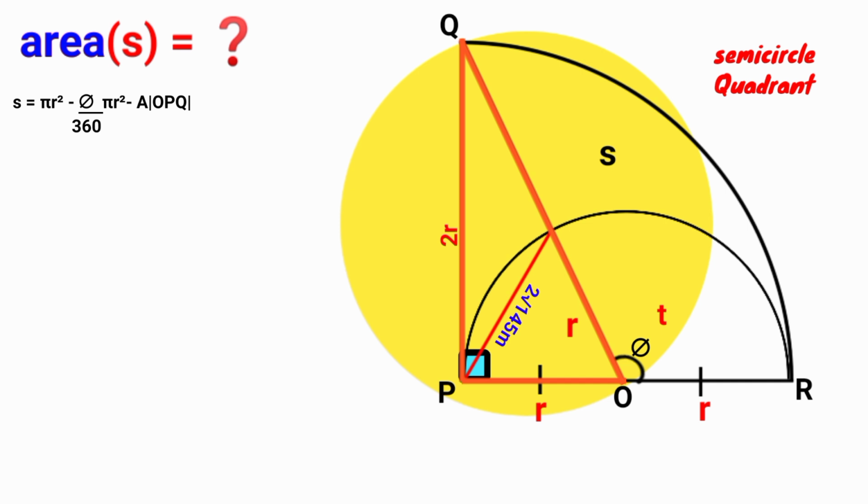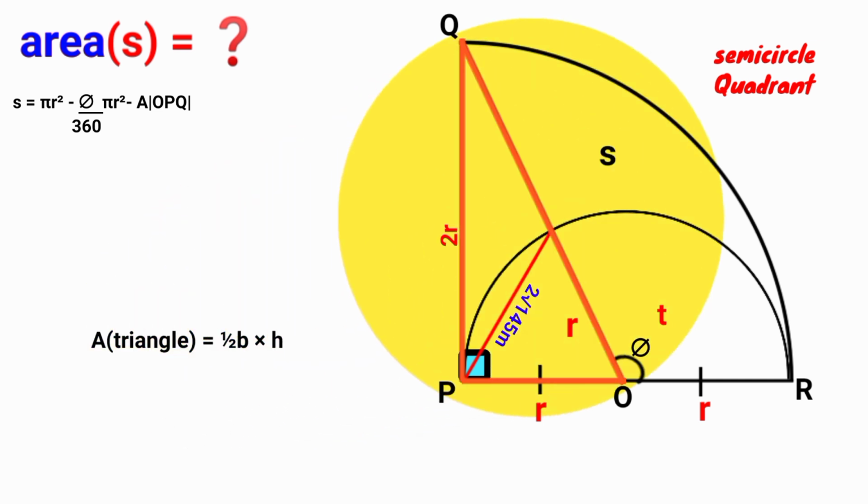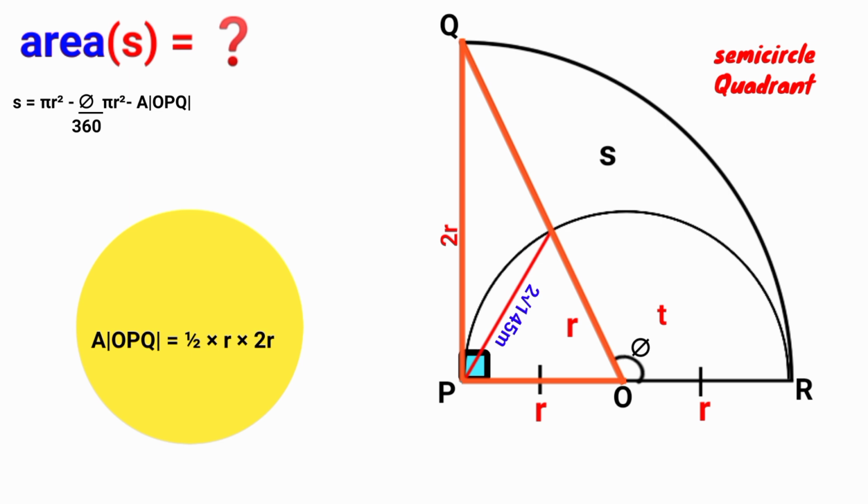The formula for calculating the area of a triangle is 1/2 base times height. When it comes to a right angle triangle, the perpendicular sides are the base and the height. So if we take this as a base, this must be the height. So B equal to R and H equal to 2R. Substitute it here. Now area of triangle OPQ equal to 1/2 times R times 2R. 1/2 times R is 1/2R, multiplied by 2R is R squared. So area of triangle OPQ equal to R squared.